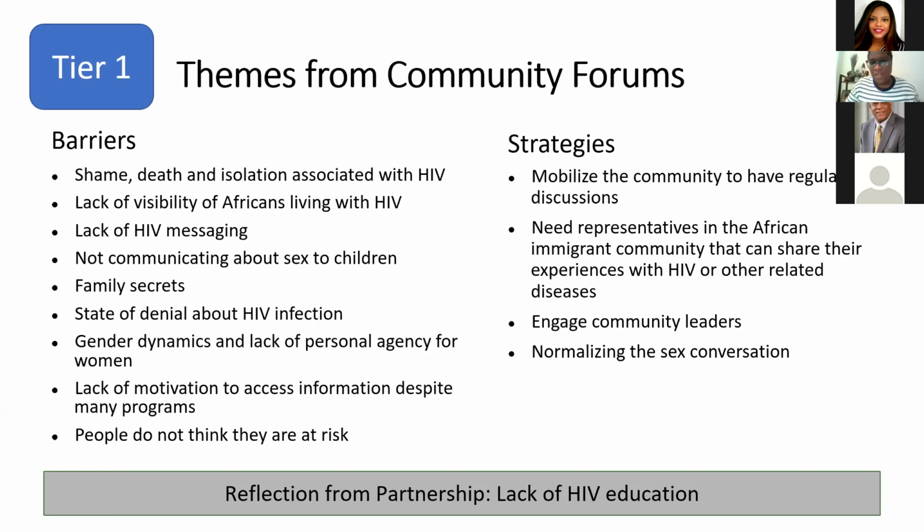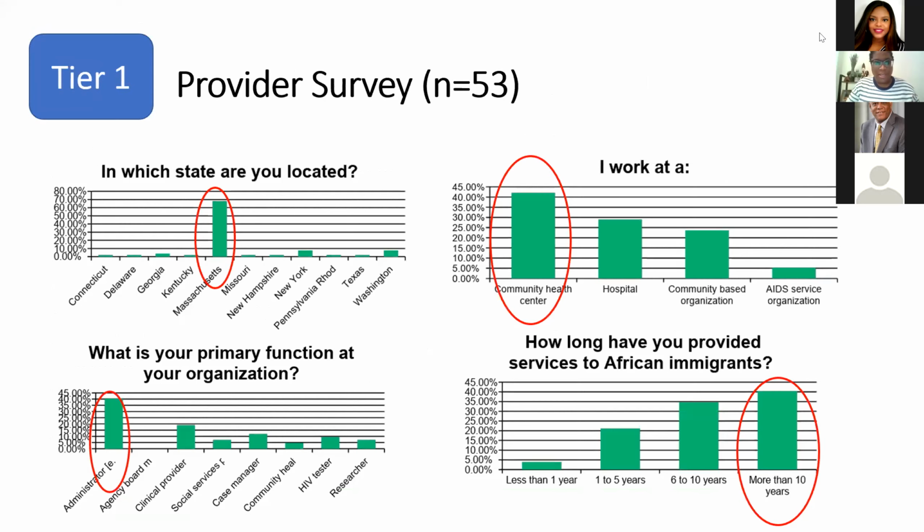Also, the lack of visibility of Africans living with HIV, and we know that that is a challenge, right? We want communities to feel comfortable to disclose, but we also know we have to create the environment in which people feel safe. And then you see on the right side that people talked about what strategies actually worked, right? And so again, making sure that we're engaging community leaders, making sure that we are implementing strategies that normalize the sex conversation.